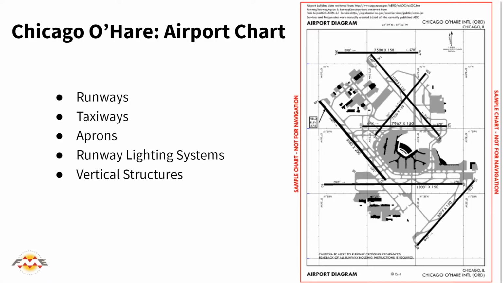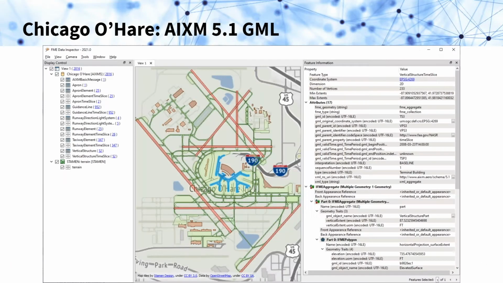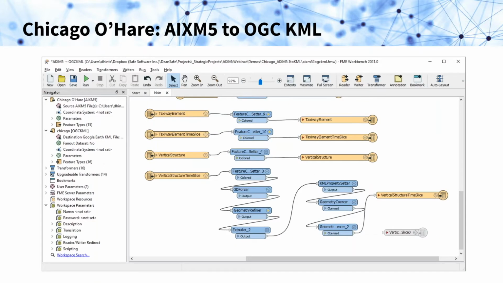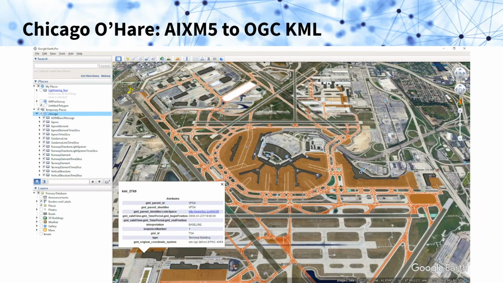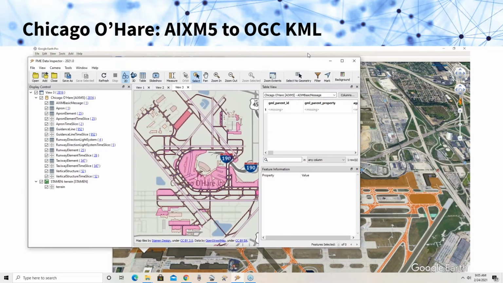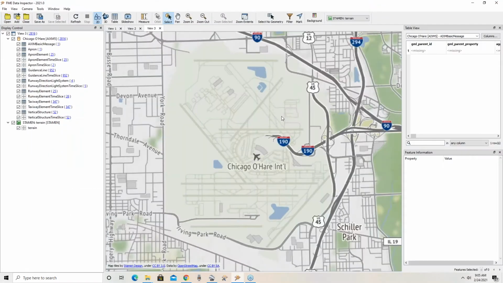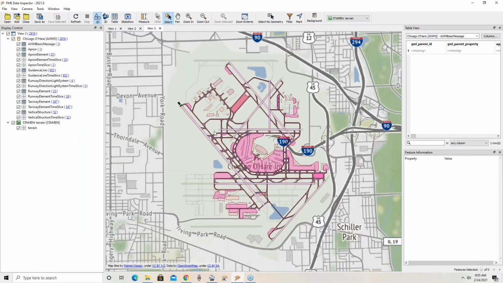So here's a very quick example of this before we dive into more detail. Here's Chicago O'Hare with the various runways, taxiways, and vertical structures, and that's what you would see on an air navigation chart. And this is the same thing within FME. There's the workspace I used, a very simple workspace to go from AIXM 5 over to OGC KML. And this is the output. I'll just pop this up quick so you can see the live data, you could say. There's the background map, and you can see everything's properly georeferenced.